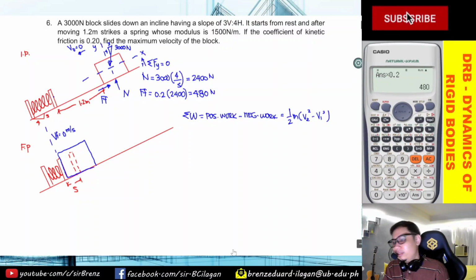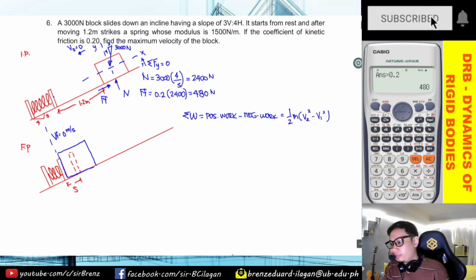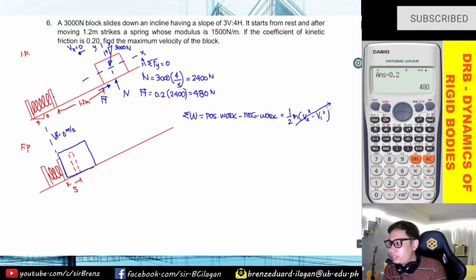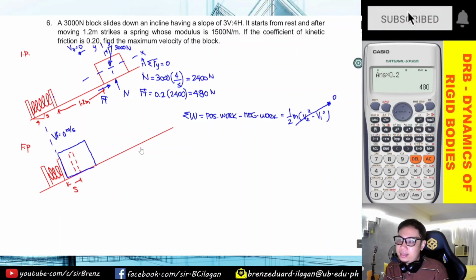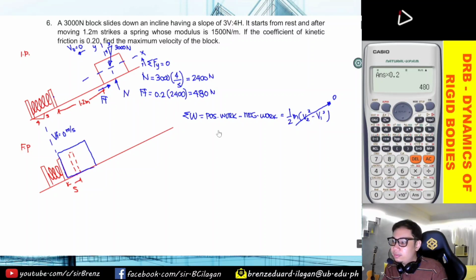So, with that, ang mangyayari sa part ng equation na to, kung parehong 0 pala to, therefore, I can cancel out this part of the equation. So, ang kailangan ko na lang malaman is yung difference between the positive work and the negative work. So, before we proceed with that one, ano ba yung mga forces na makakatulong para magkaroon ng positive work?